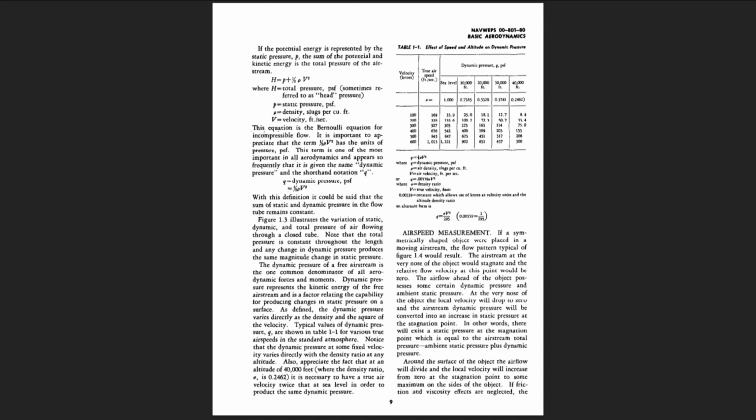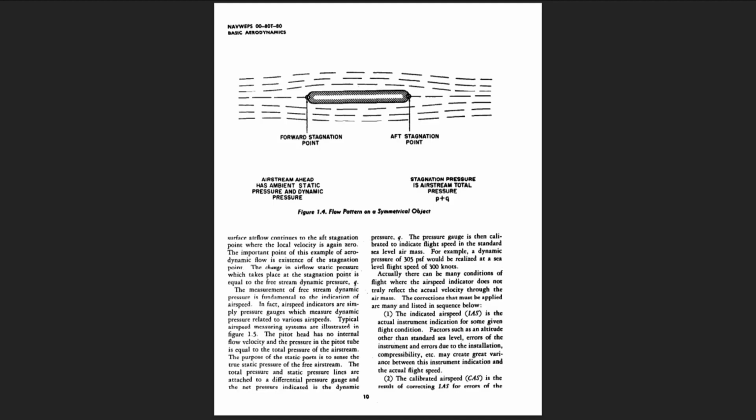Airspeed measurement. If a symmetrically shaped object were placed in a moving airstream, the flow pattern typical of Figure 1.4 would result. The airstream at the very nose of the object would stagnate, and the relative flow velocity at this point would be 0. The airflow ahead of the object possesses some certain dynamic pressure and ambient static pressure. At the very nose of the object, the local velocity will drop to 0, and the airstream dynamic pressure will be converted into an increase in static pressure at the stagnation point. In other words, there will exist a static pressure at the stagnation point which is equal to the airstream total pressure, ambient static pressure plus dynamic pressure.